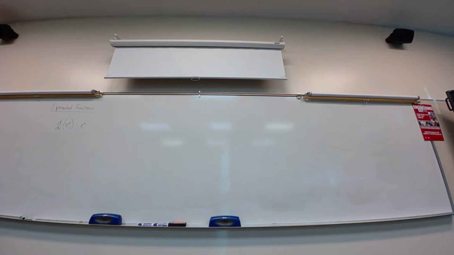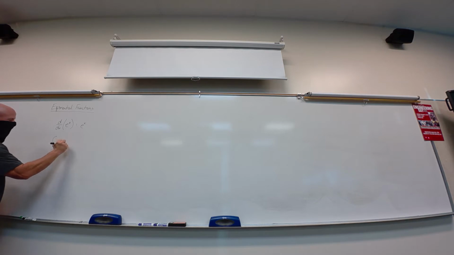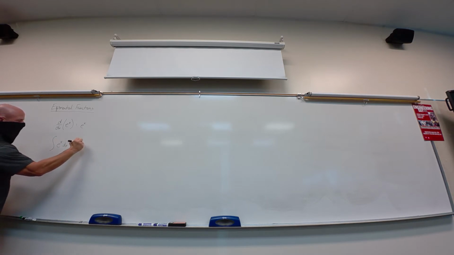The derivative of e to the x is e to the x. And that's all. Told you it's the easiest one. This means that the integral of e to the x dx is e to the x plus c.